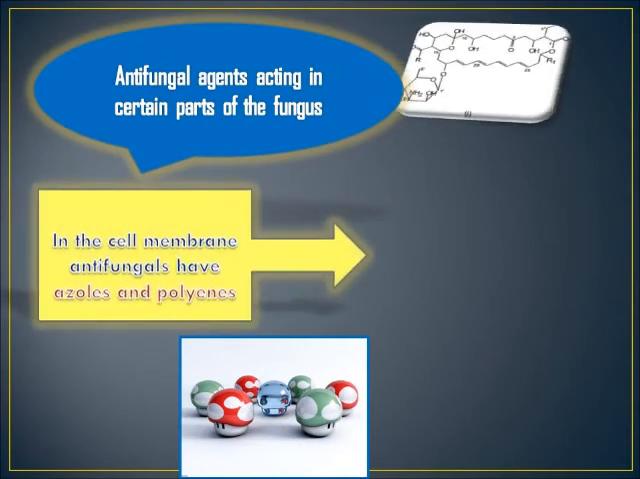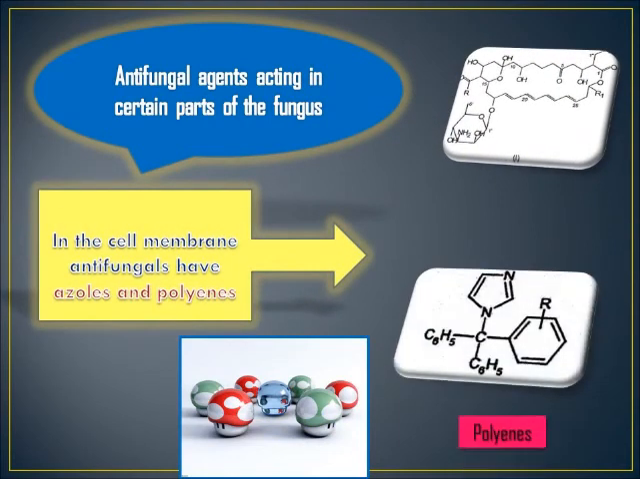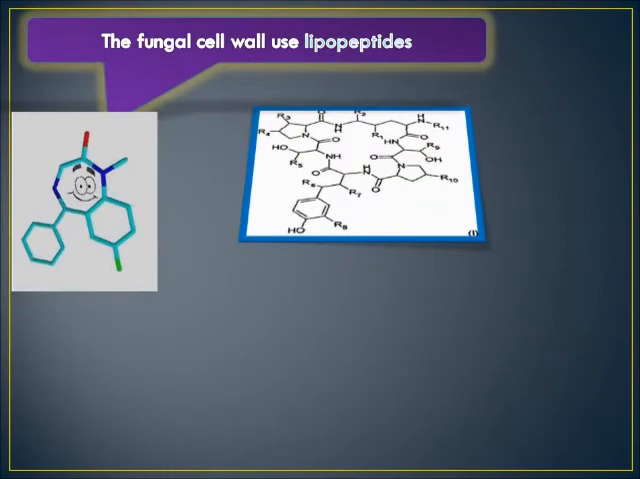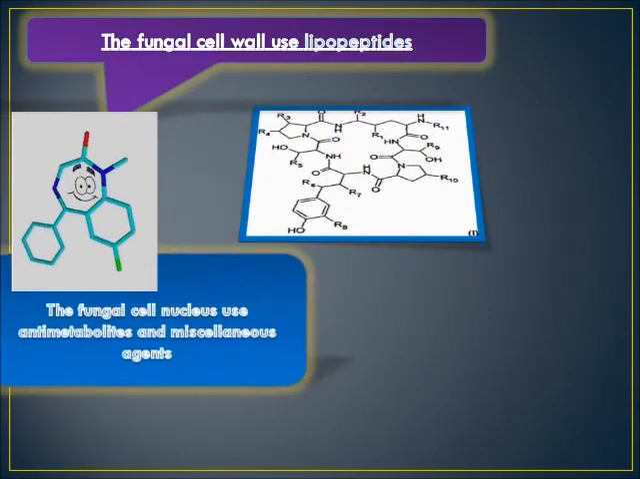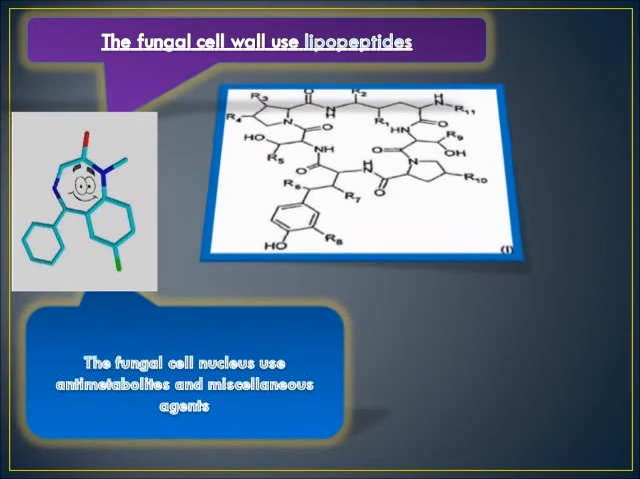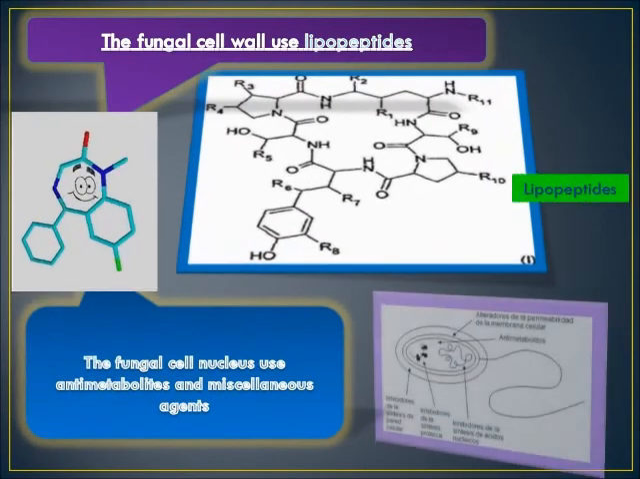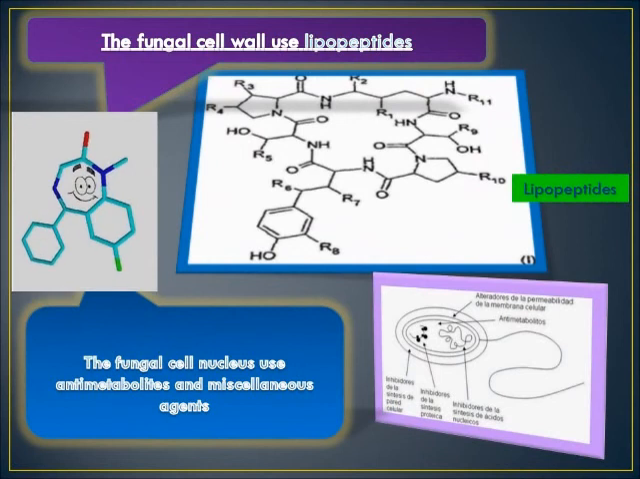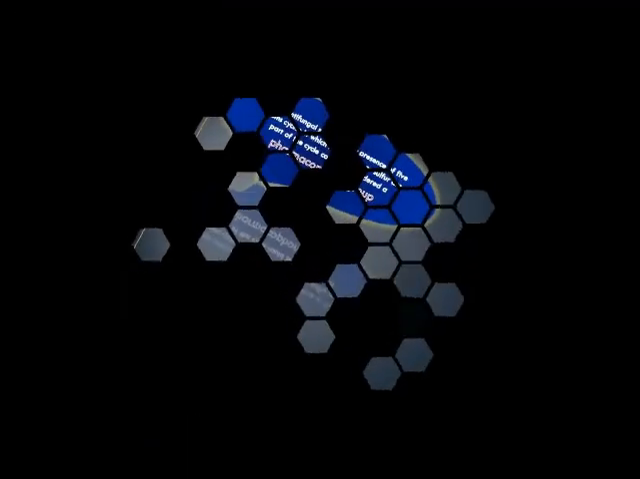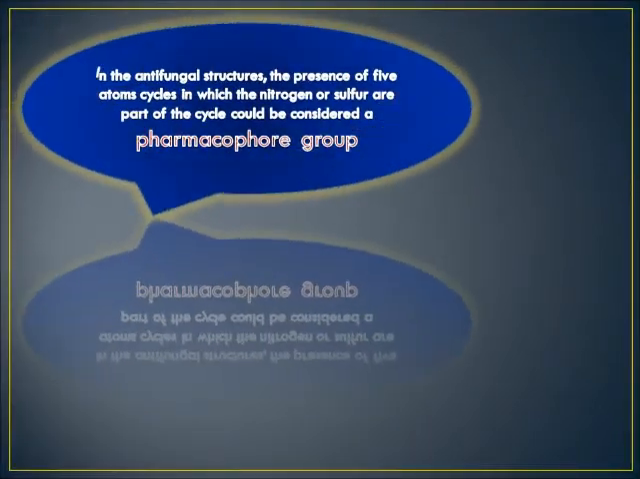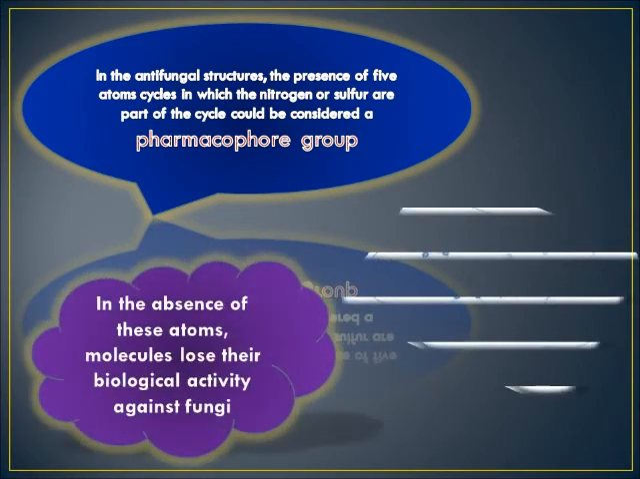In the cell membrane, antifungals include azoles and polyenes, and for the cell wall they use lipopeptides. Also, the fungal cell nucleus is targeted by antimetabolites and miscellaneous agents. In the antifungal structures, the presence of 5-atom cycles in which nitrogen or sulfur are part of the cycle could be considered a pharmacophore group. In the absence of these atoms, molecules lose their biological activity against fungi.